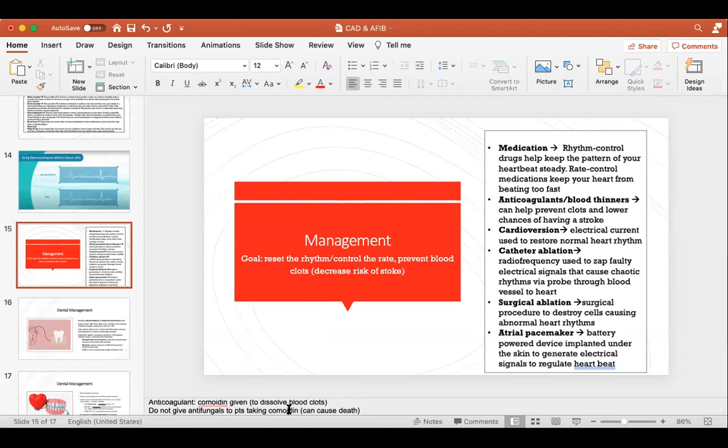So are there any types of blood thinners that we give to those patients? Apart from Coumadin, we can give them the new category of drugs, right?